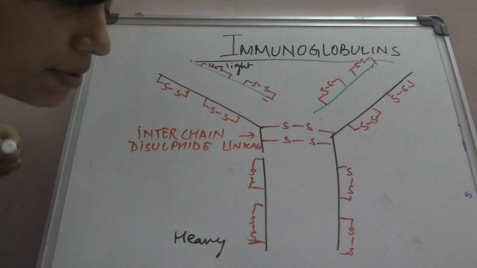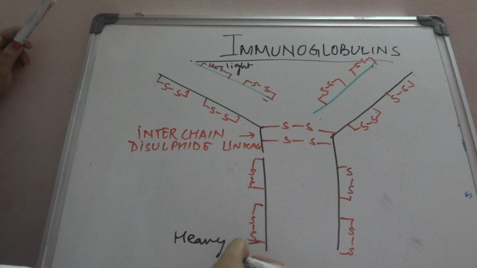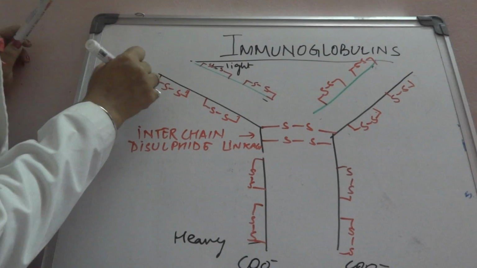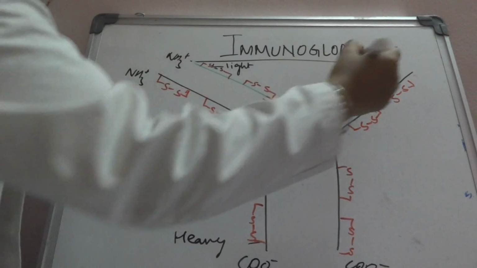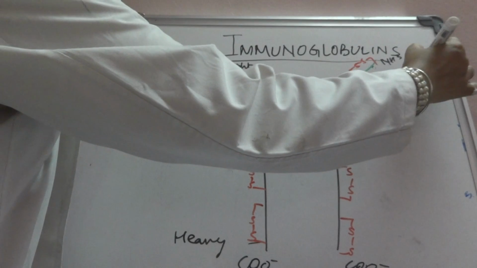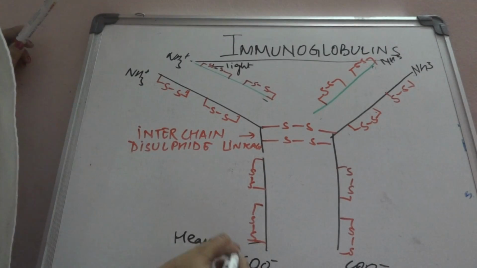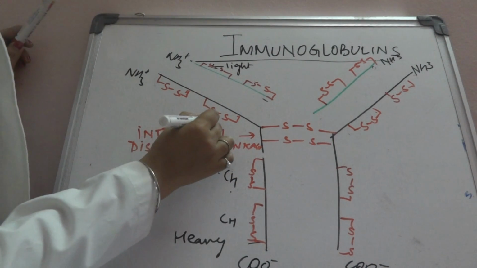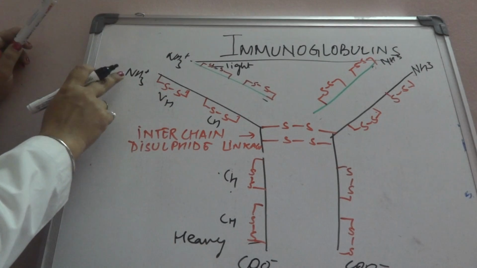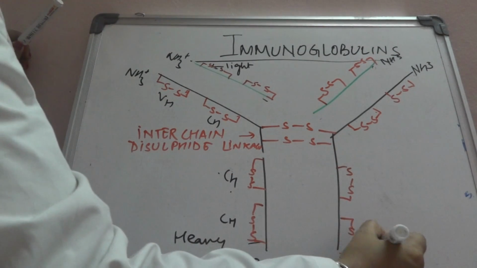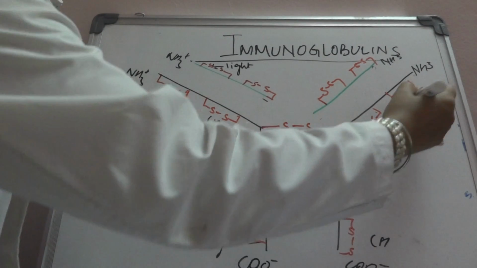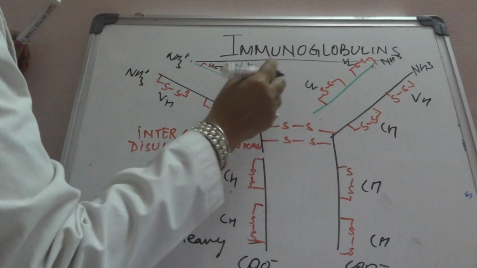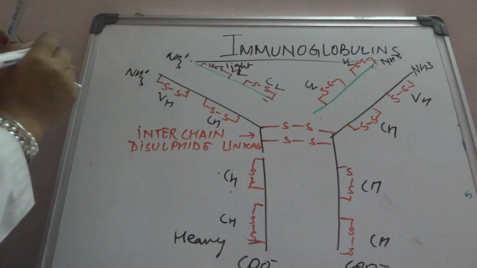Now what one has to remember is that where there is a carboxyl group, it is the constant region. Carboxyl starts with C, and this is our constant region. This is constant H. And where there is an amino terminal, it is variable H. Similarly, constant L, variable L, in the light chain.